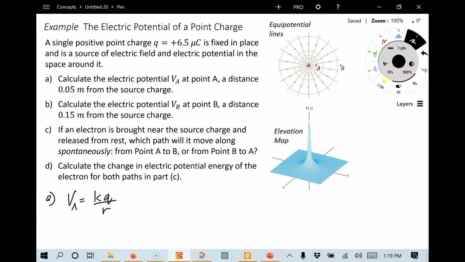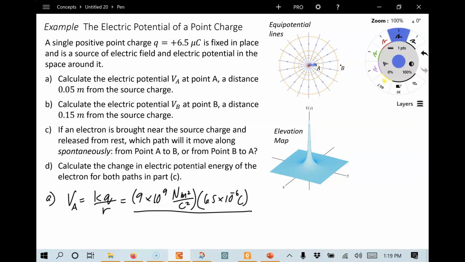So for point A, this is pretty straightforward. We're just going to plug in the values here. k, remember, is Coulomb's constant. Q in this case is 6.5 microcoulombs. And the distance from the point charge to point A is 0.05 meters. And that gives us a value of 1.17 times 10 to the 6th.